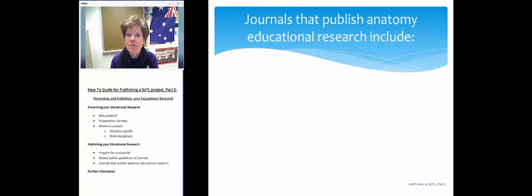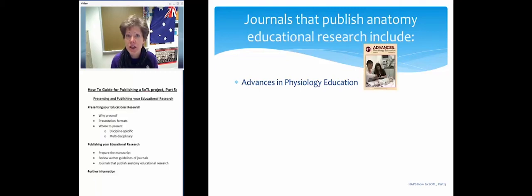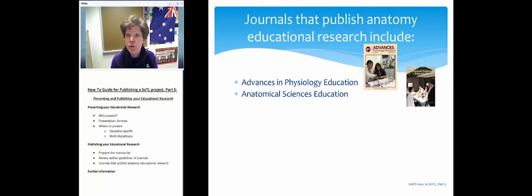Now, journals that publish both anatomy and physiology educational research include the following. We've got Advances in Physiology Education. This is an open, free access journal, so it has a wide audience base. Even though the title is Advances in Physiology Education, they publish both anatomy and physiology education research. There's Anatomical Sciences Education, which we just saw previously. Again, Anatomical Sciences Education isn't limited solely to publishing anatomy education articles. If it's a combined anatomy and physiology article, they will publish that as well.